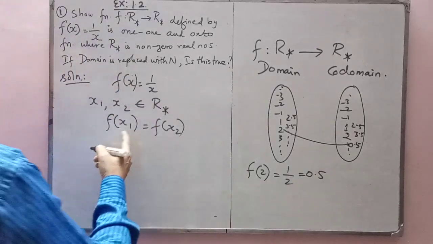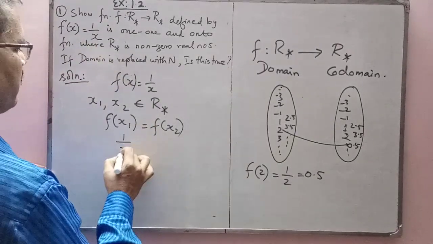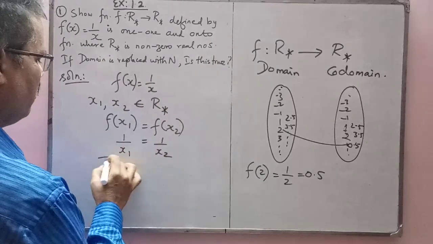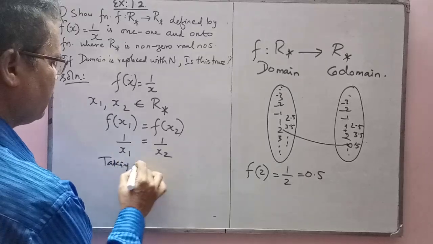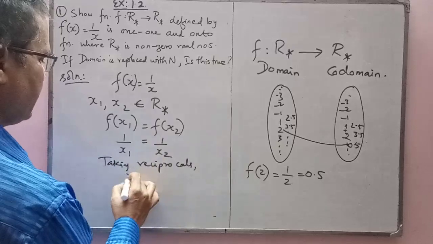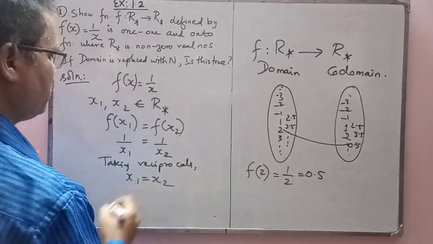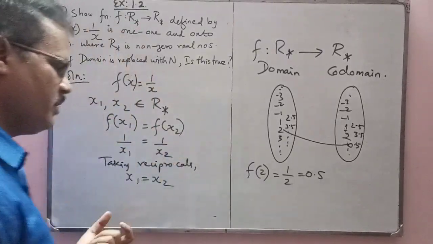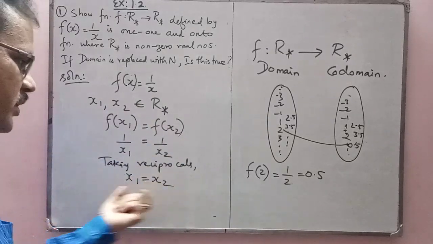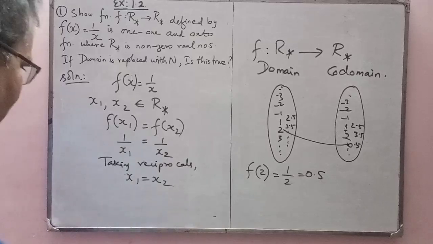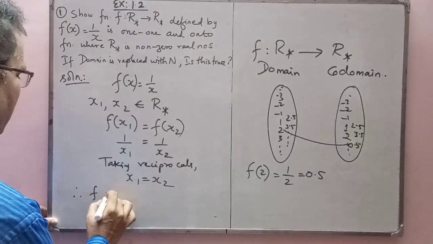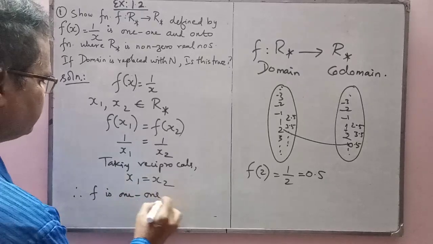Let us start. The function is 1 by x. So this is 1 by x1 equals 1 by x2. Take reciprocals on both sides. You know what I mean by reciprocal, right? Yes, x1 is equal to x2. So you started with the images being equal and got that the elements are equal. Therefore, the function f is a 1 to 1 function.